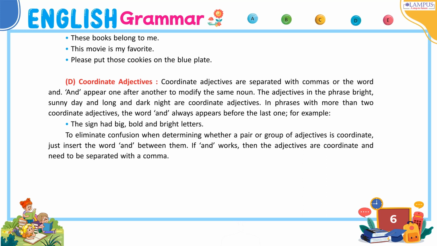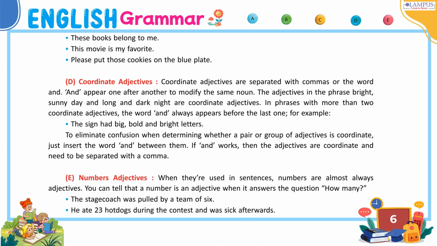To eliminate confusion when determining whether a pair or group of adjectives is coordinate, just insert the word and between them. If and works, then the adjectives are coordinate and need to be separated with a comma. E. Numbers adjectives. When they're used in sentences, numbers are almost always adjectives. You can tell that a number is an adjective when it answers the question, how many? The stagecoach was pulled by a team of 6. He ate 23 hot dogs during the contest and was sick afterwards.